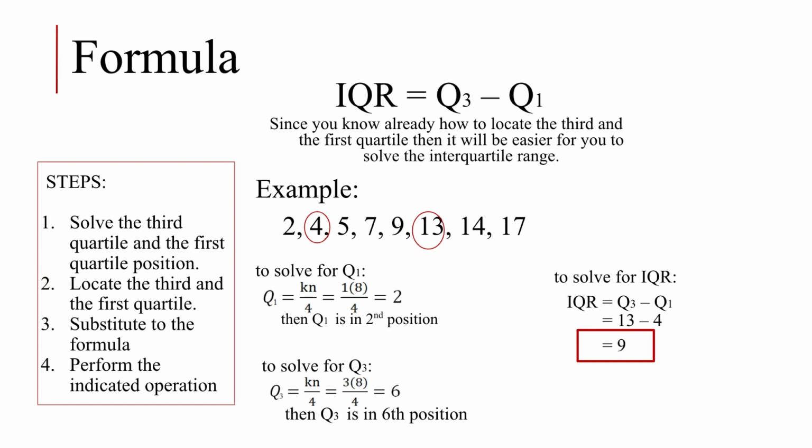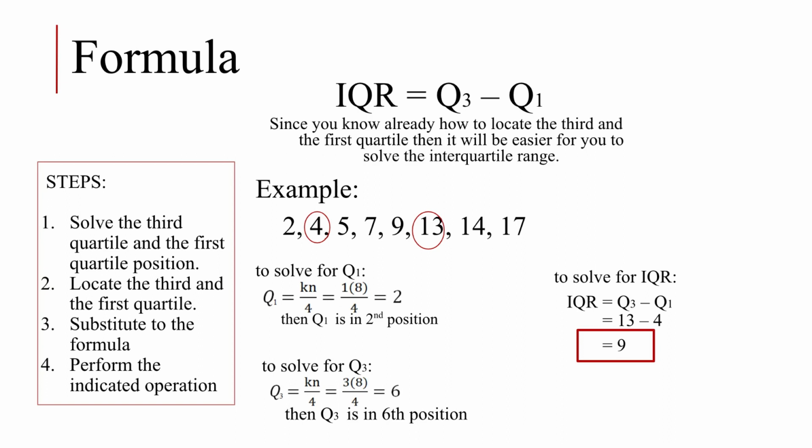Since you know already how to locate the third and the first quartile, then it would be easier for you to solve the interquartile range. In this case, we have 4 easy steps to follow. First, solve the third quartile and the first quartile position. Second, locate the third and the first quartile. Third, substitute to the formula. And fourth, perform the indicated operation.